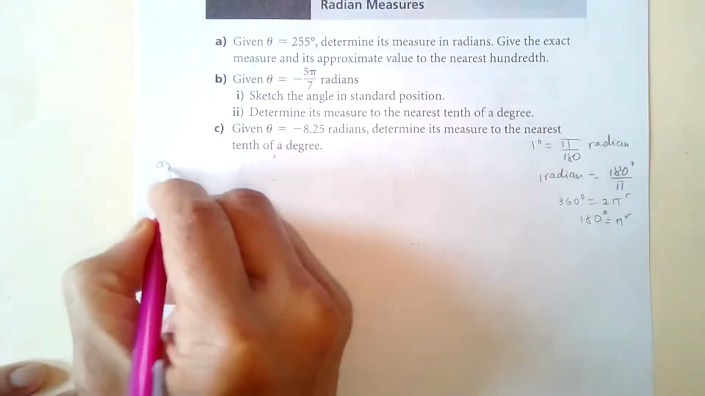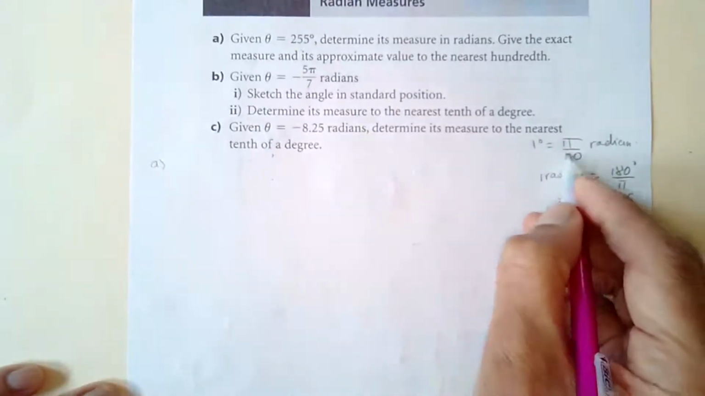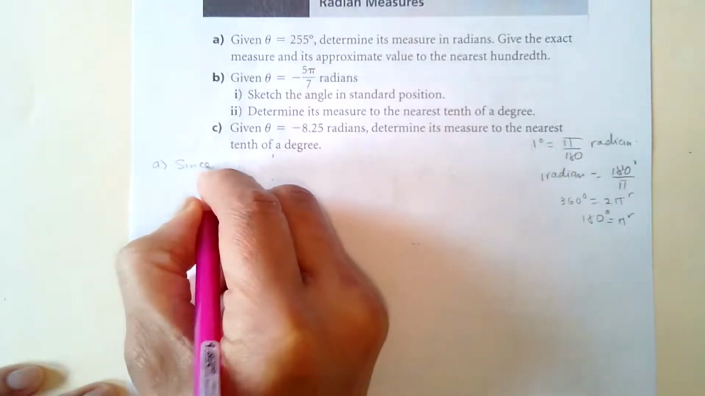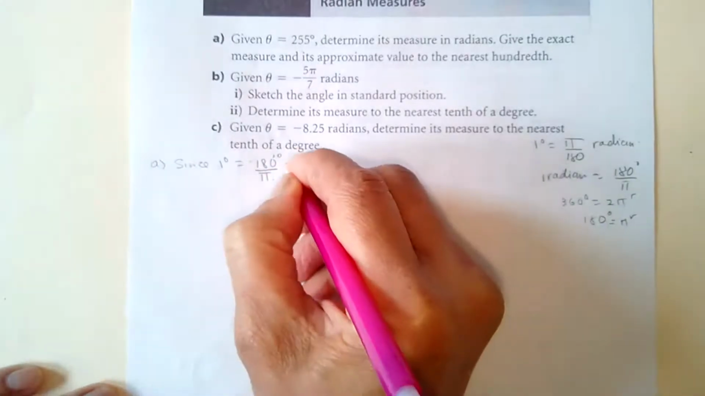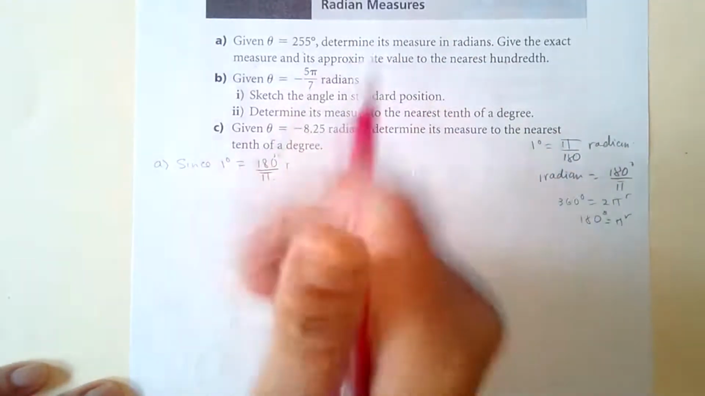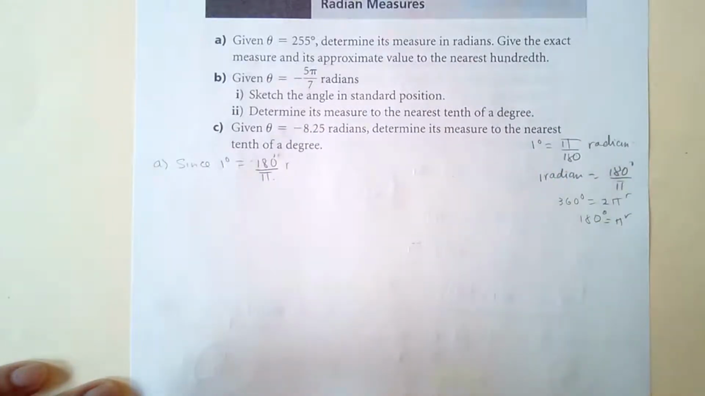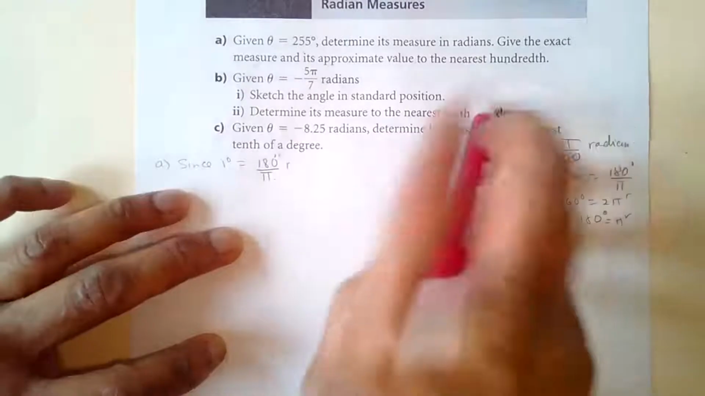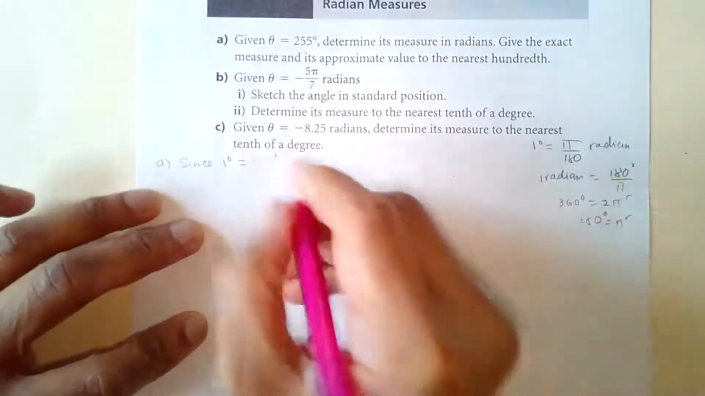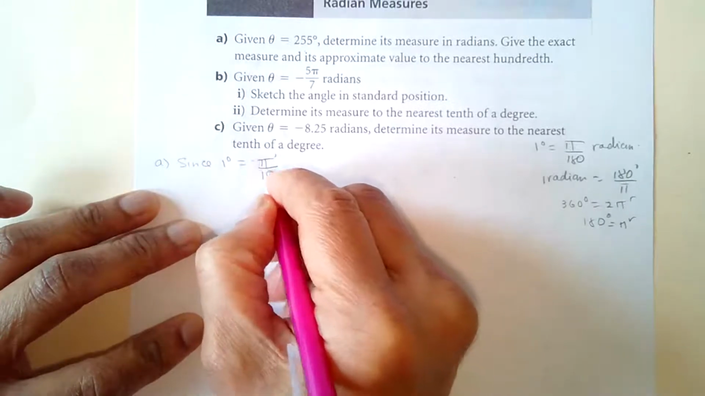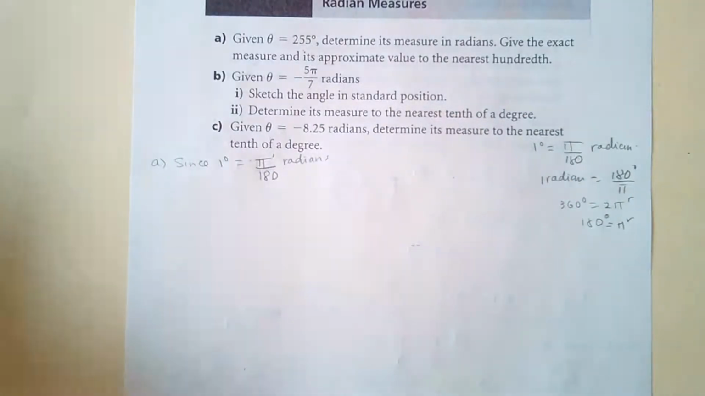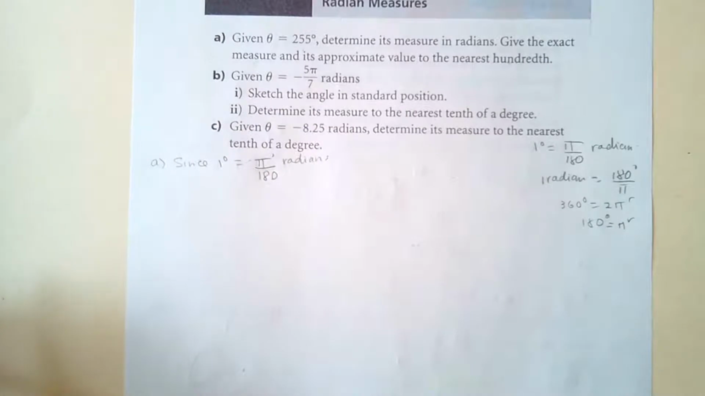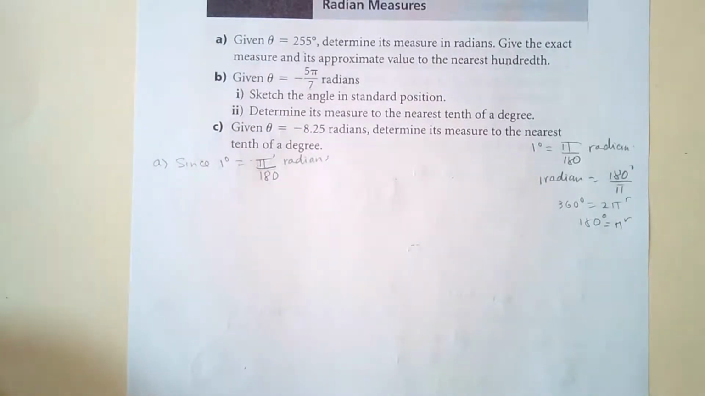Now for part A, we can say that 1 degree is equal to pi over 180 radian, reversing the earlier fact. So now we're going to use that fact as we did earlier. So 255 degrees will now be equal to 255 times pi over 180.